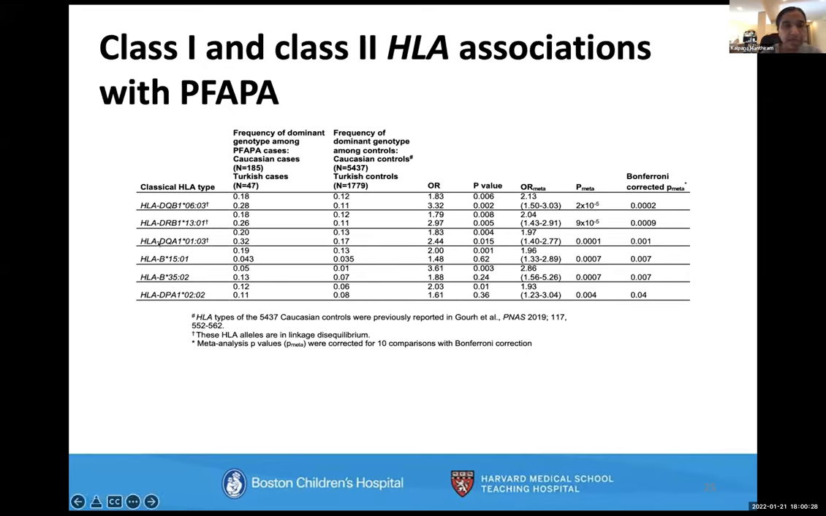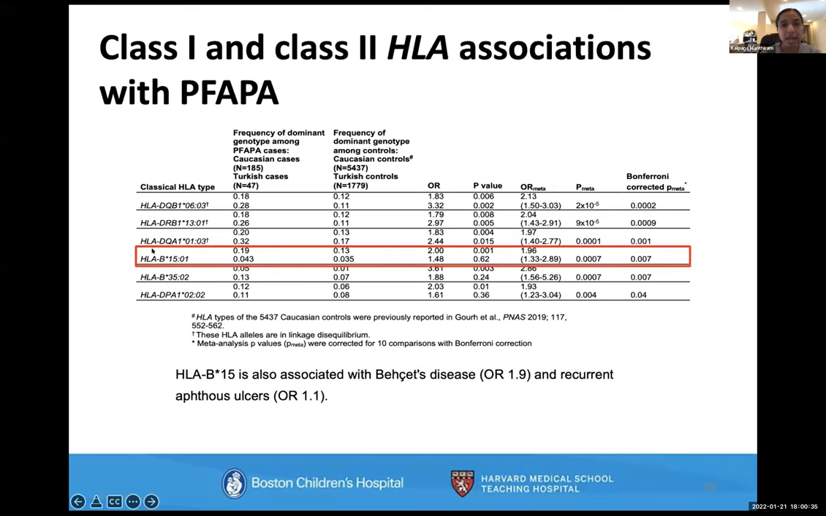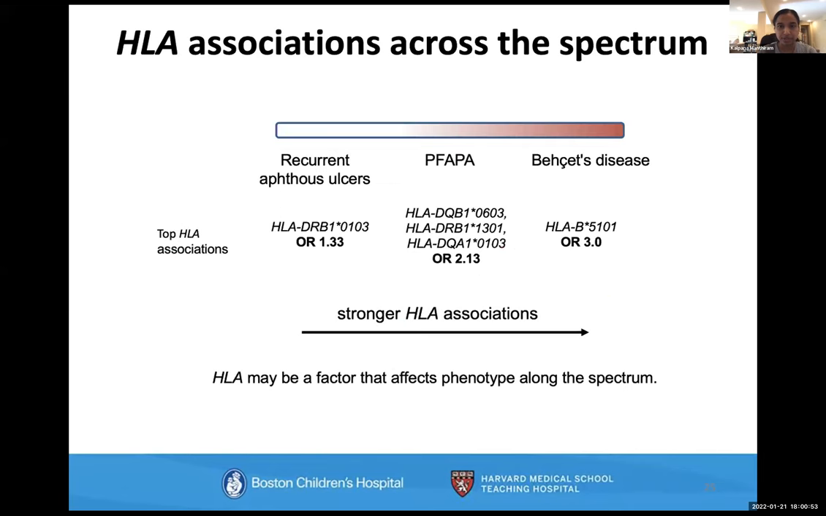In addition to those variants, we also looked to see if there were any HLA associations with FAPA, and we found both class 1 and class 2 associations in our cohort. Most of these were unique to FAPA, in that they weren't associated with Behçet's or aphthous ulcers. However, one variant, HLA-B1501, has been associated with Behçet's disease and recurrent aphthous ulcers. That is the one in common with those two disorders. Because we find different HLA associations for each of the disorders on the Behçet spectrum, we think that HLA may be one factor that affects the phenotype of someone along the spectrum. In addition, Behçet's disease seems to have the strongest HLA association compared to aphthous ulcers, where the odds ratio is not as strong.